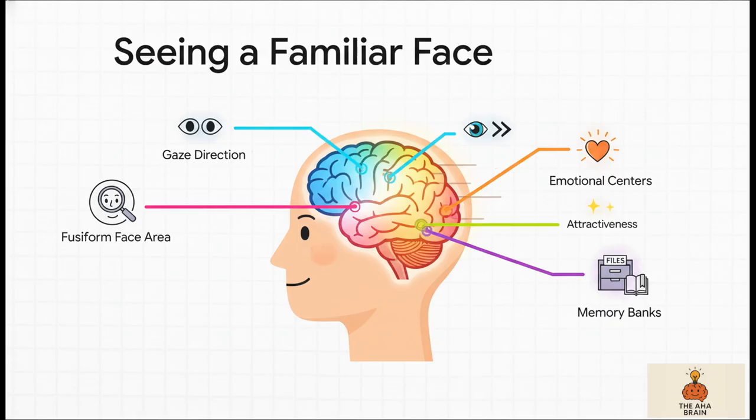One part of your brain, the fusiform face area, is basically shouting, hey, that's a face. Another part is tracking their eyes to see where they're looking. Your emotional centers are already reacting to their smile, while a different region is making a split-second judgment on attractiveness. And on top of all that, another area is frantically flipping through your mental Rolodex trying to pull up their name. All of that in an instant.